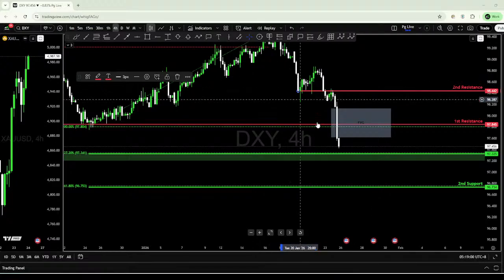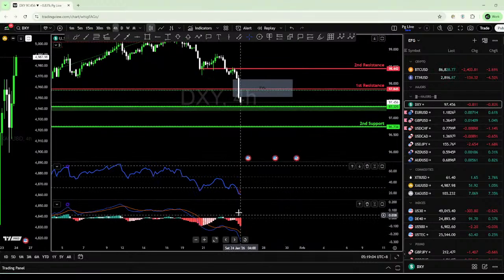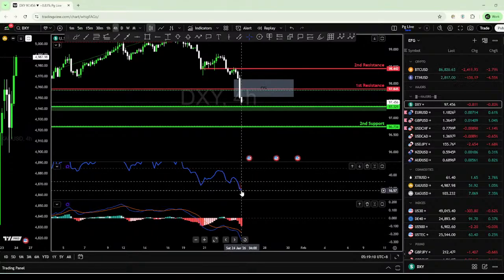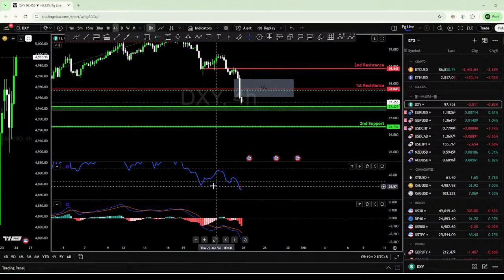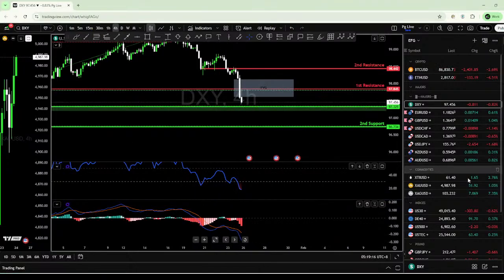Now I'm on H4. You can see that H4 is already oversold, right? Price slightly goes below, you see that, 16 right now. We might see a bounce from here. Let's look at the Aussie.